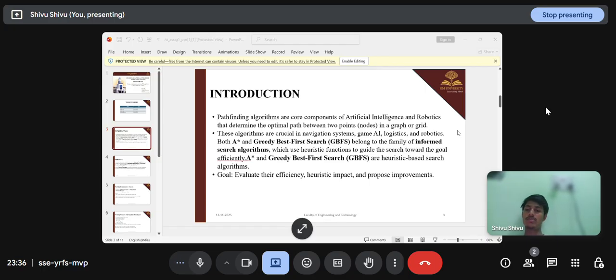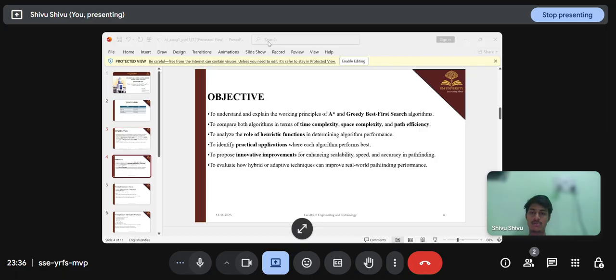So A-star and greedy best first search use a guess about how far a node is from the goal to decide where to search next. And next, the goal: evaluate their efficiency, heuristic impact, and propose improvements. So this means the project wants to check how fast and good these algorithms are, how the heuristic affects them, and suggest ways to make them better. Next, coming to the next slide.